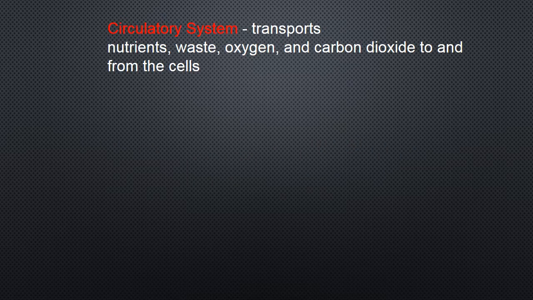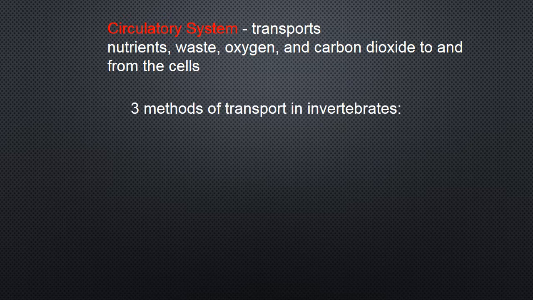So let's start with the circulatory system and what that does. You're familiar with it in your own body. That's the blood circulating through your entire body, and it transports nutrients, waste, oxygen, and carbon dioxide to and from the cells. And there are three methods of this transport that is used in invertebrates.